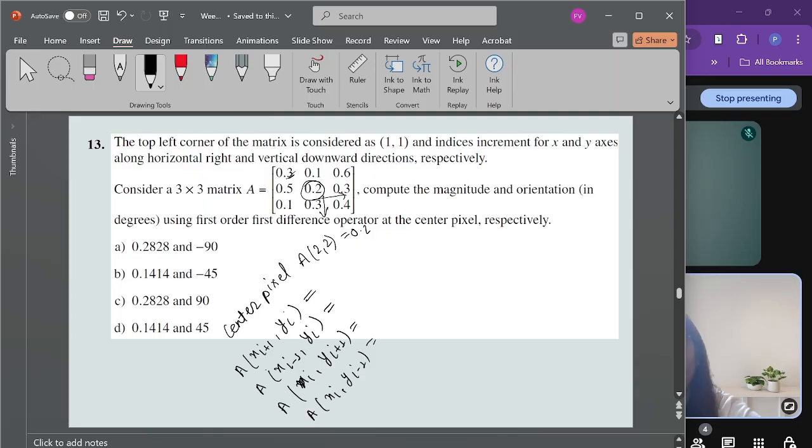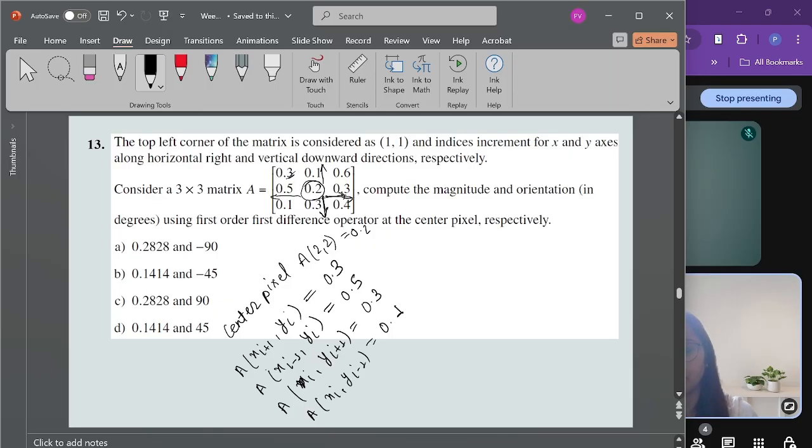So we have to see the center pixel, and then we have to calculate A(xi+1, yi). So xi+1, that means it's this one, xi-1 is this one, yi+1 is in this direction, yi-1 in this direction with the center pixel. So xi+1, yi is 0.3. Here it is 0.5. Here it is 0, again 0.3, and here this value is 0.1. Okay.